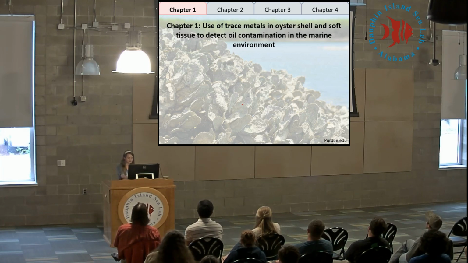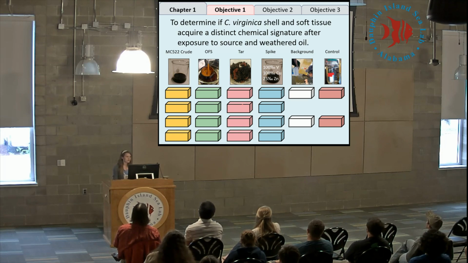The purpose of my research is to complement the Mussel Watch program by determining if eastern oyster shells provide a record of oil exposure through time and can be used to determine both historical and current exposure of oil not possible with soft tissues. The first chapter of my project is to use trace metals in oyster shells and soft tissues to detect oil contamination in the marine environment.